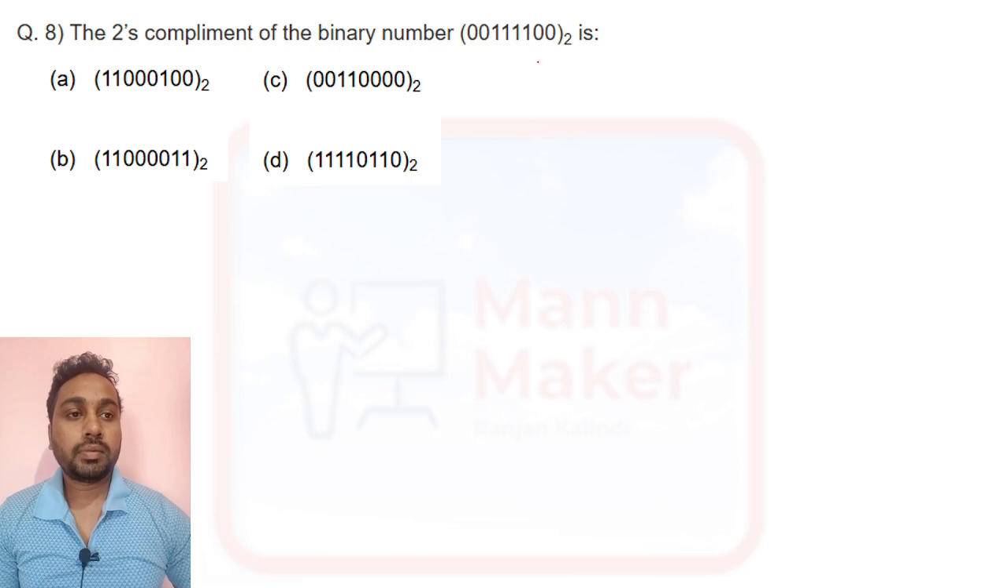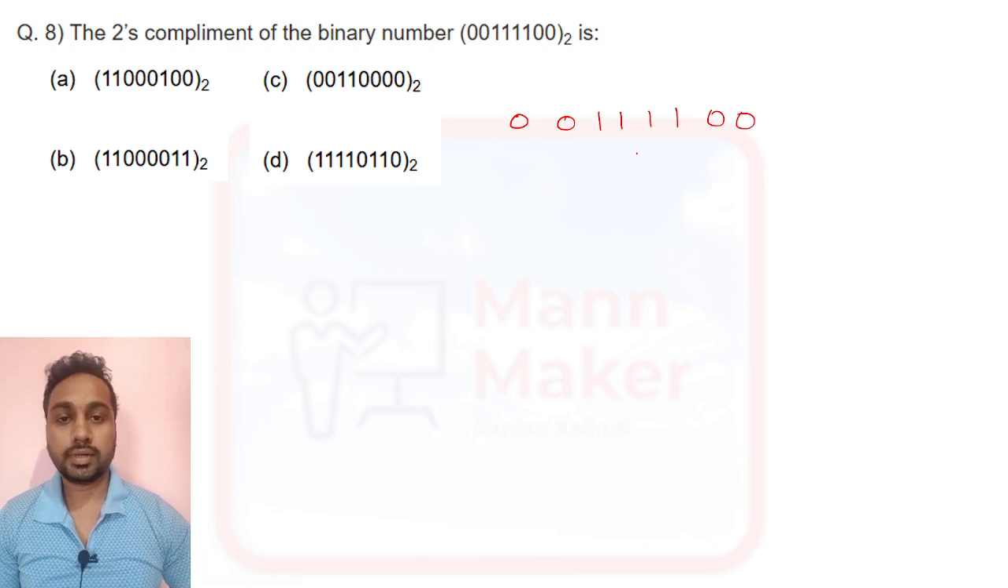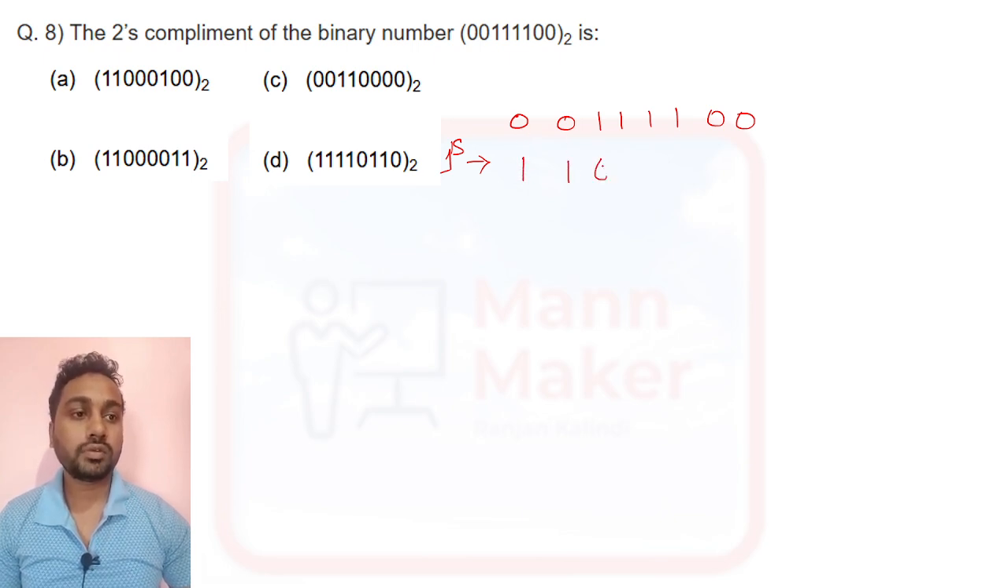The two's complement of the binary number: we have 0 0 1 1 1 1 0 0. This is the binary number, and we need to find its two's complement. First we need to convert it into one's complement. One's complement is nothing but the complement of the number: 0 becomes 1, 1 becomes 0, 1 becomes 0, 0 0, then again 0 becomes 1, 0 becomes 1.